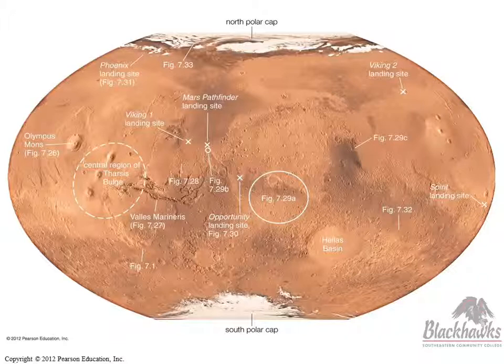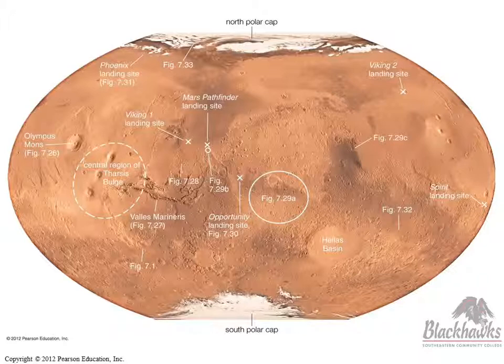So, busy place, right? Actually, not all of these are spacecraft. You see the Phoenix landing site, Pathfinder landing site, Viking. Viking was an exciting little mission back in the 70s. Viking 1 and 2.